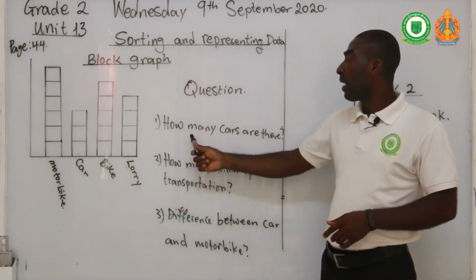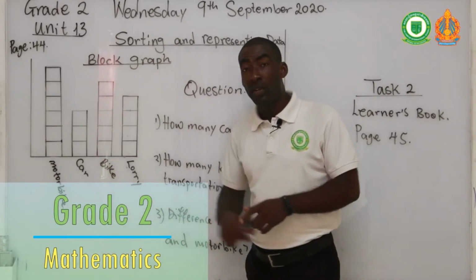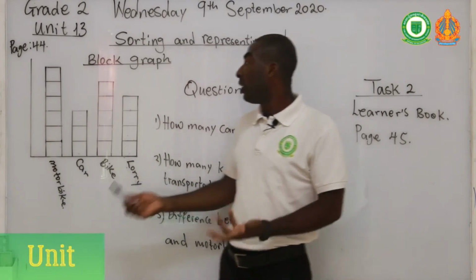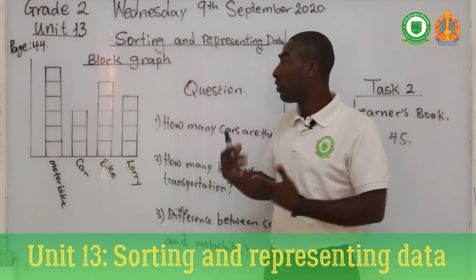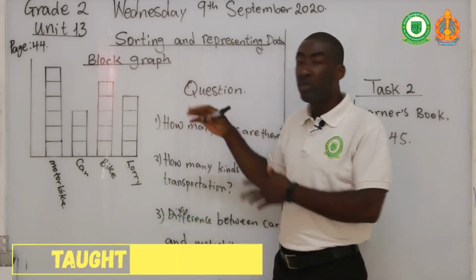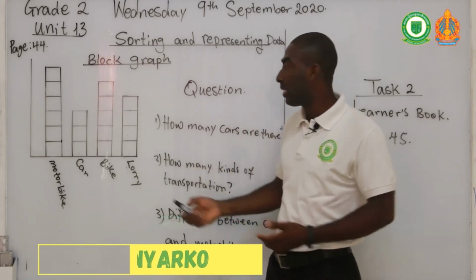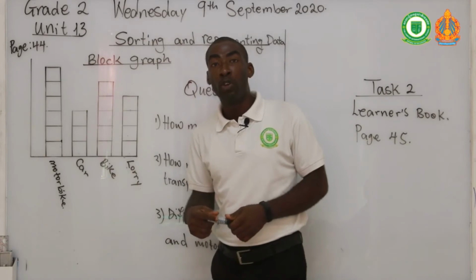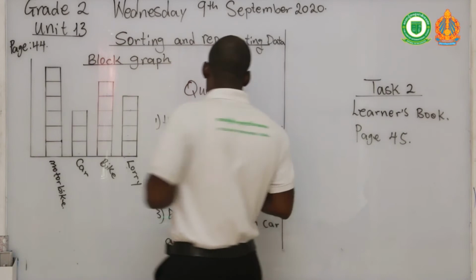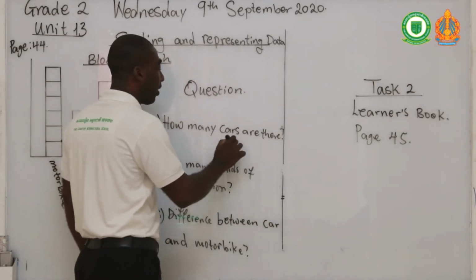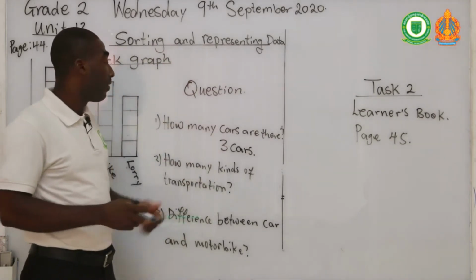The first one is, how many cars are there? That means we need to go to the graph and count the number of cars. In this case, we're going to count the blocks, because it's the blocks that we have used to represent the number of each kind of transportation system. We are looking for how many cars, and we can see 3 blocks over there. So we can say that there are 3 cars. That will be our answer for the first one.